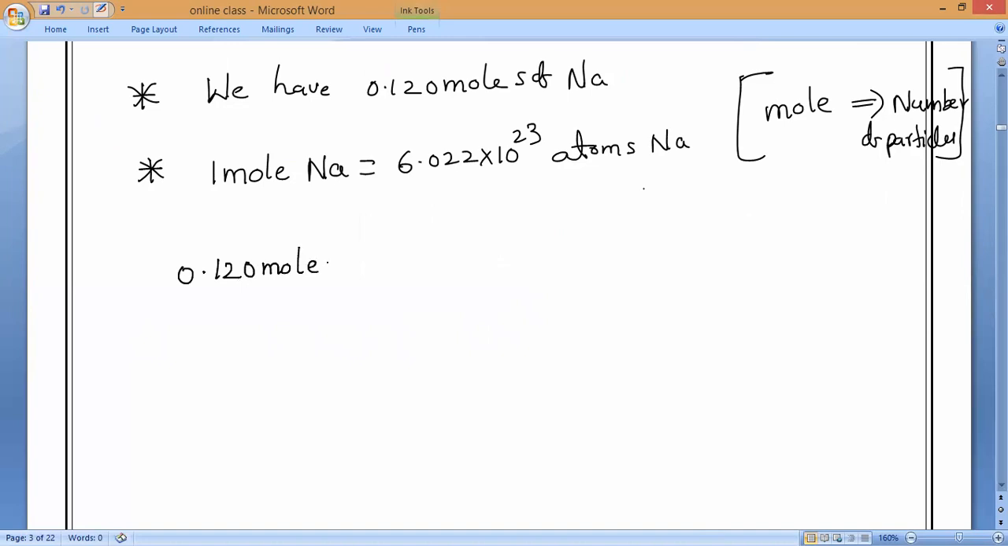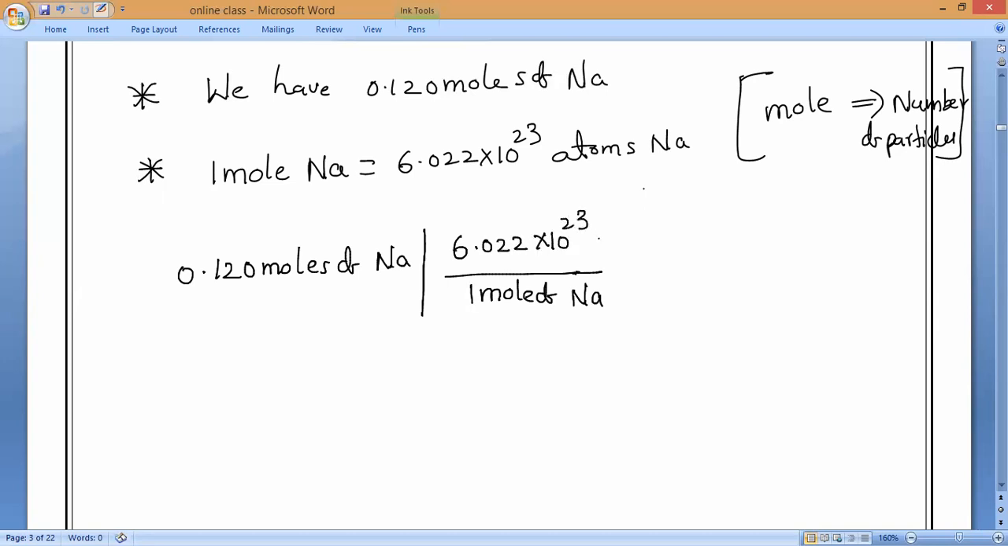0.120 moles of sodium. Is it yes or no? Draw the bar line. Now you can see, the given moles is 0.120 moles of sodium. But we know 1 mole of any substance is equal to how many particles? Suppose I take 1 mole of sodium, which contains how many particles?